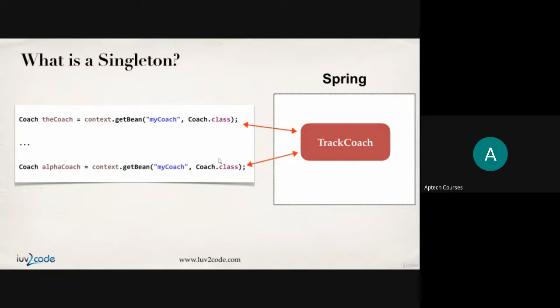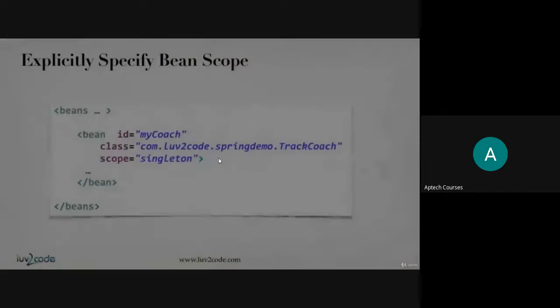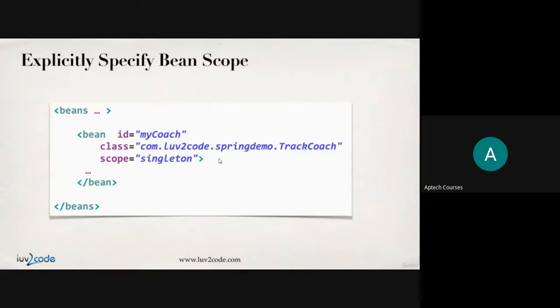So the singleton scope is the default, and the best use case for this is a stateless bean, where you don't need to maintain any state. You can explicitly specify the bean scope. By now you know that by default you have the singleton scope, but if you want to explicitly specify it, you make use of the scope attribute. So you say scope equals singleton, and that'll make it a singleton bean. That's the preferred approach to minimize the number of beans that are created.